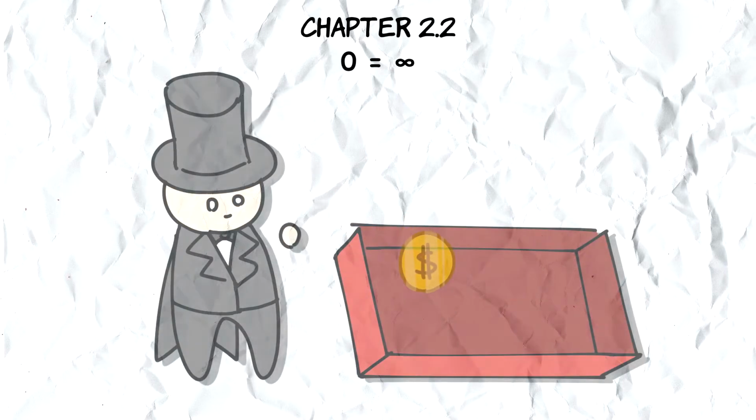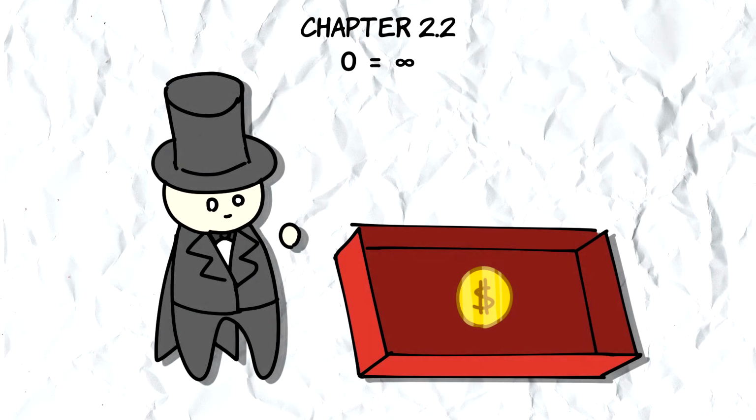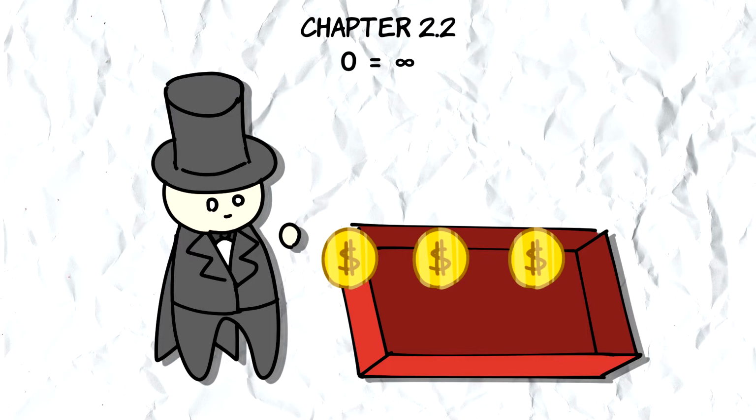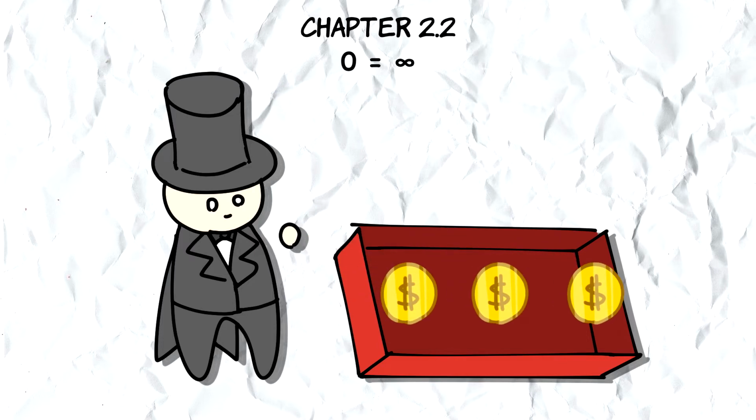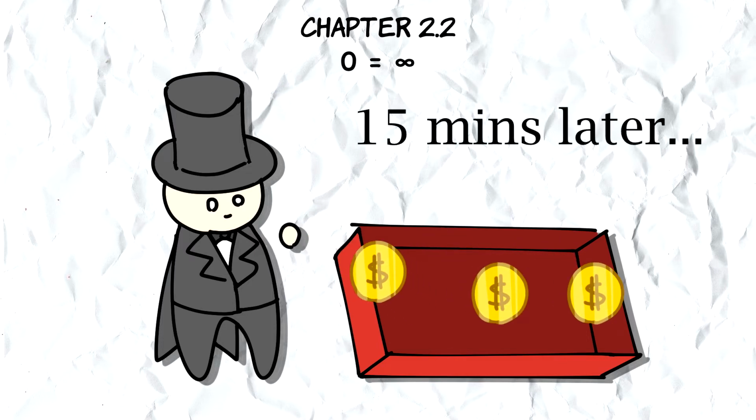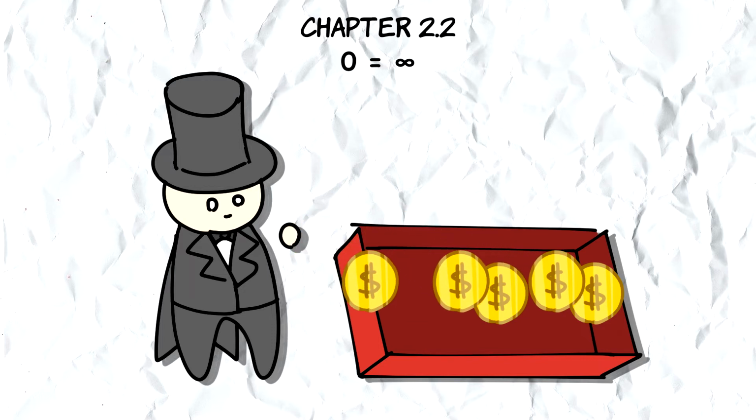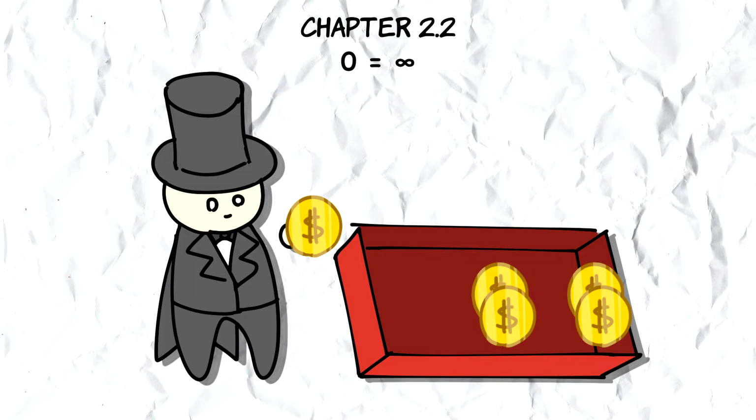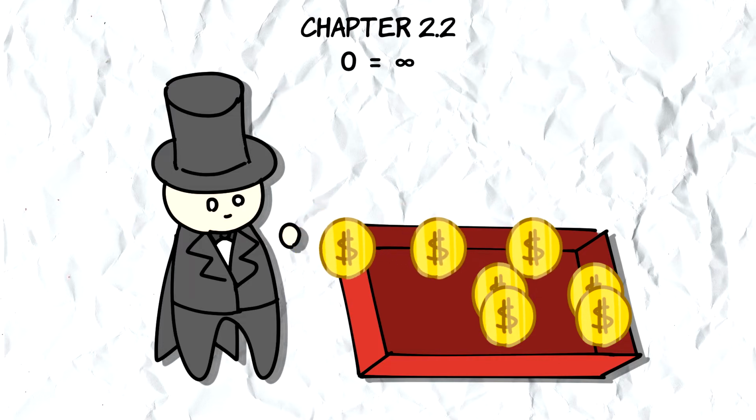A coin is placed in a box by a magician. After half an hour, he takes the coin out of the box and replaces it with a second, third, and fourth coin. After a quarter hour, the magician removes one coin and replaces it with 3 fresh coins. After 1/8 hour, the magician removes another coin and replaces it with 3 new coins.